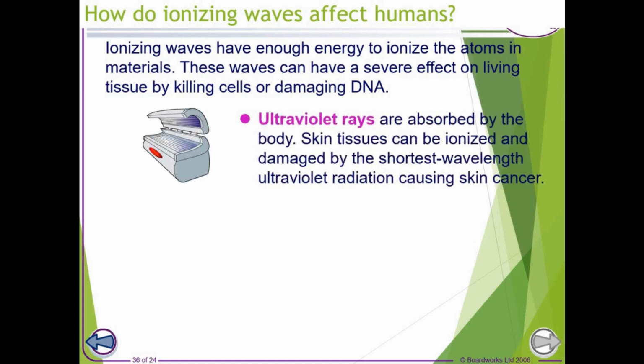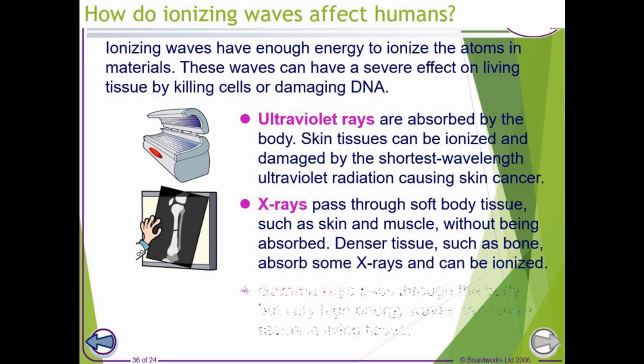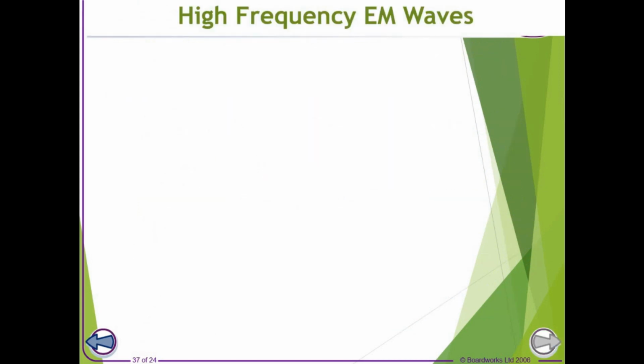What are the ionizing waves? First, we have the ultraviolet rays. These are absorbed by the body. Skin tissues can be ionized and damaged by the shortest wavelength ultraviolet radiation, causing skin cancer. Another is X-rays, which pass through soft body tissue such as skin and muscle without being absorbed. Denser tissue such as bone absorbs some X-rays and can be ionized. Gamma rays can pass through the body, but very high energy waves can ionize atoms in living tissues.